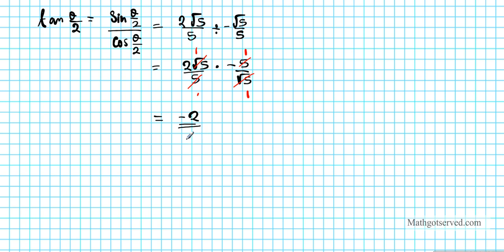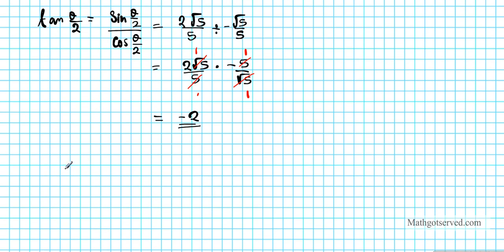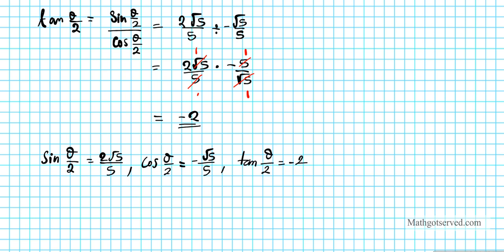Let's go ahead and organize our answers in a nice little list so it's easy to read. So sine theta over 2 is 2 root 5 over 5. Cosine theta over 2 is negative root 5 over 5. And tan theta over 2 is negative 2. So there you have it.